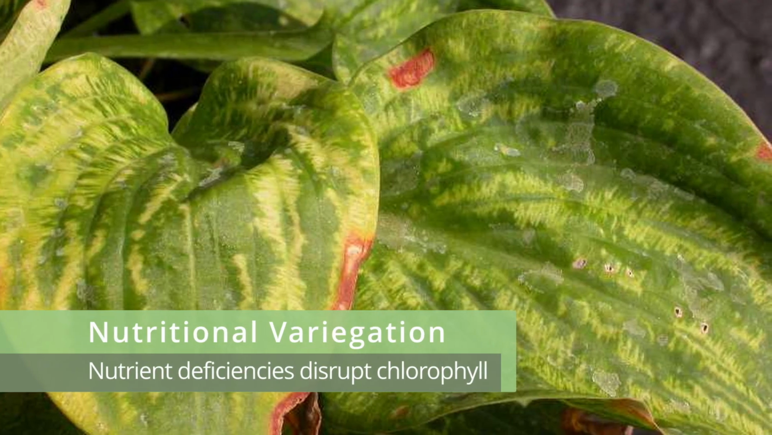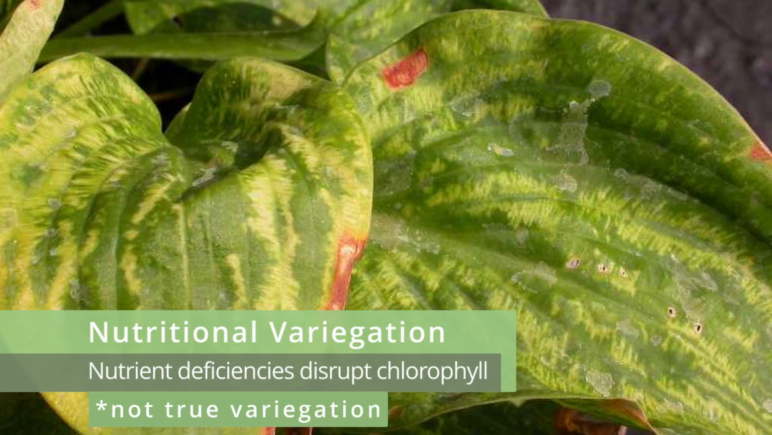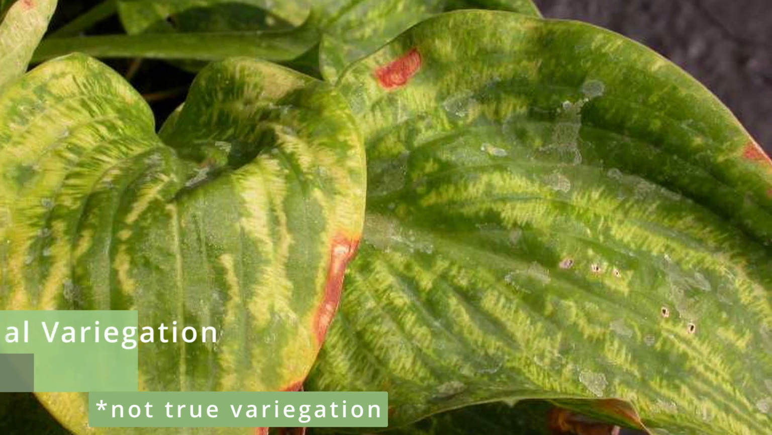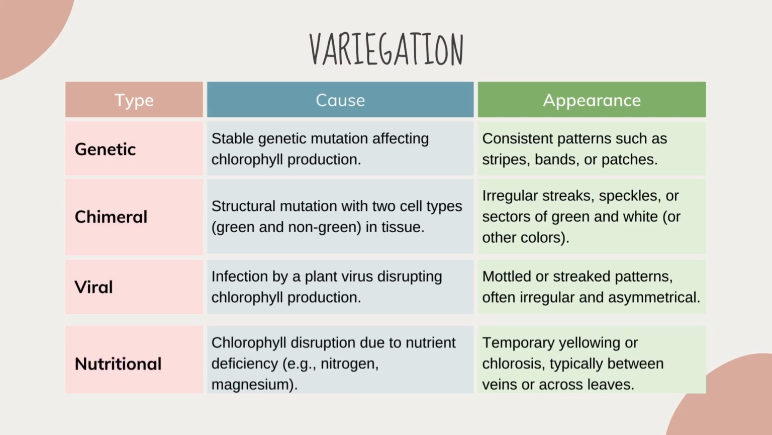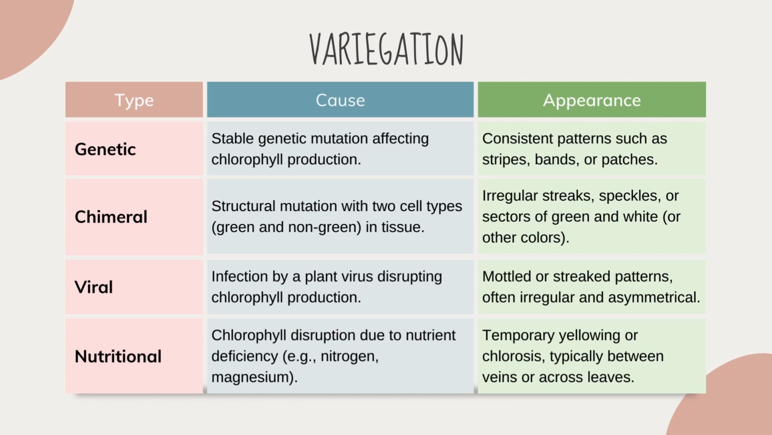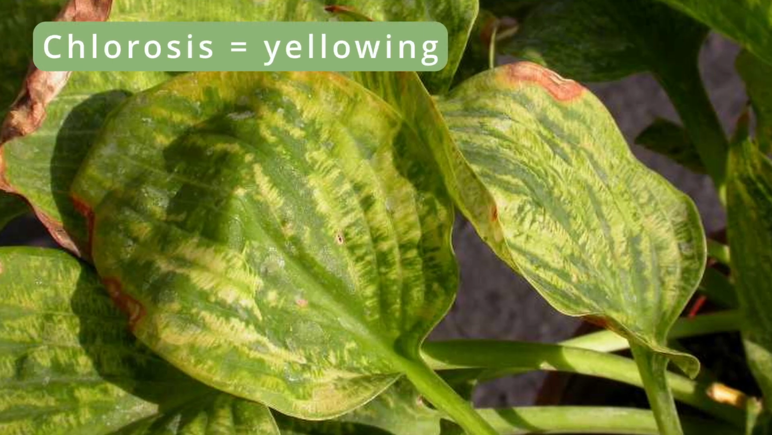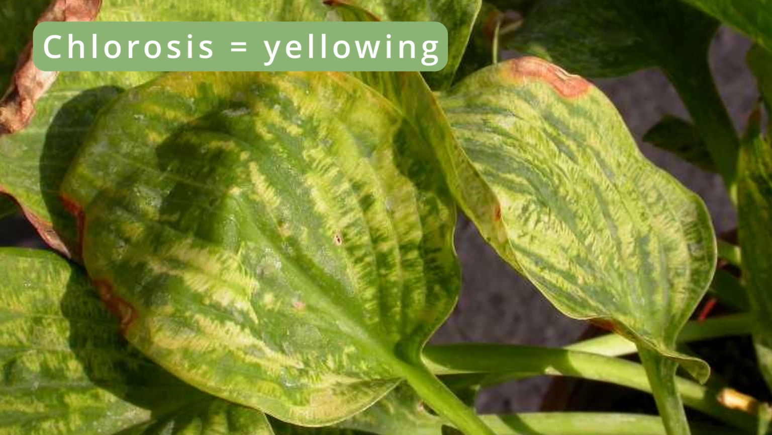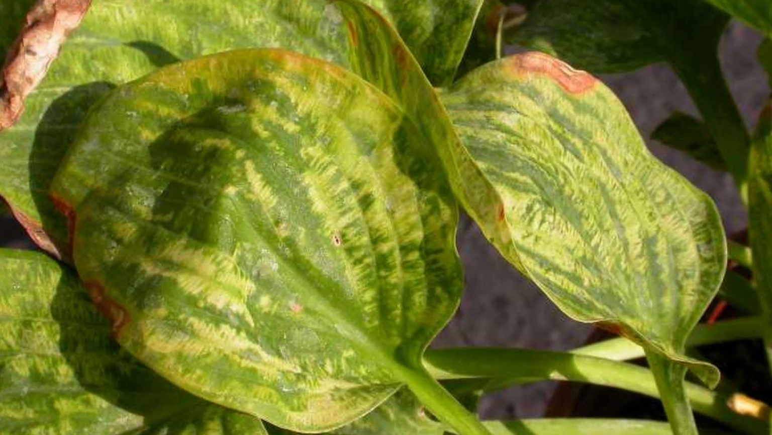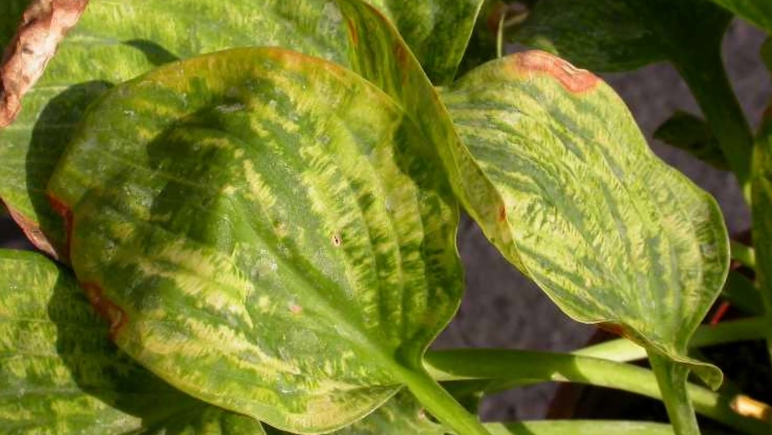Nutritional variegation is the last kind we'll talk about and is also technically not really variegation. It happens when nutrients like nitrogen or magnesium are deficient in the plant and disrupt chlorophyll production. This typically appears as yellowing or chlorosis between the veins or across the leaves, and fixing the deficiency will make things go back to normal.